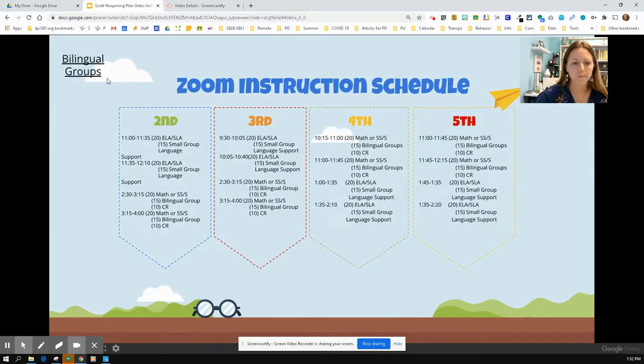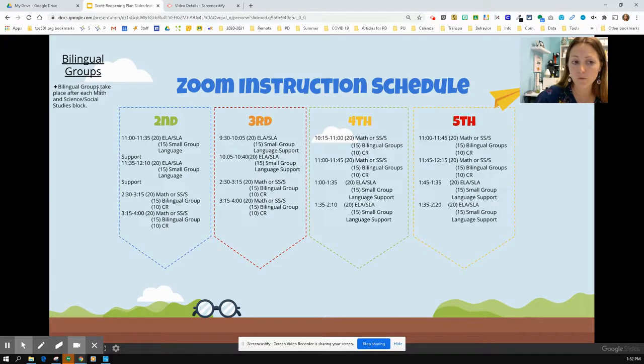So, bilingual groups. Let's first look at, for example, the 2nd grade schedule. They'll start with their block of ELA/SLA, then do small group language, which is the same as first or pre-K through first. But when we get down here into Math or Social Studies, you'll see that you have 20 minutes of whole group instruction, and then 15 of bilingual group, then 10 of CR, conceptual refinement. Then the students will switch and go into their non-homeroom teachers to do the opposite language, and then have bilingual groups or CR. That's the same for 3rd through 5th.